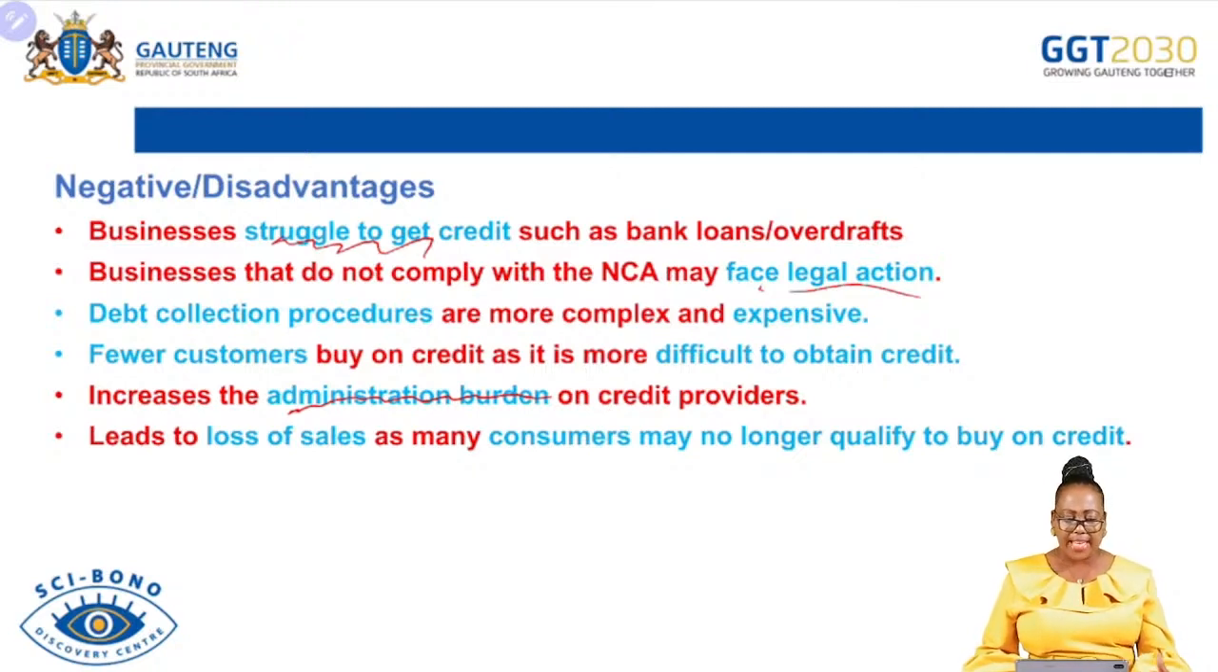And then lastly, I just have to choose another one that says it leads to loss of sales as many consumers may no longer qualify. Not everyone is qualifying. So for that reason, most of the businesses will be scared to provide credit. Otherwise, there's going to be a loss of sales. So do you see the importance of using keywords?